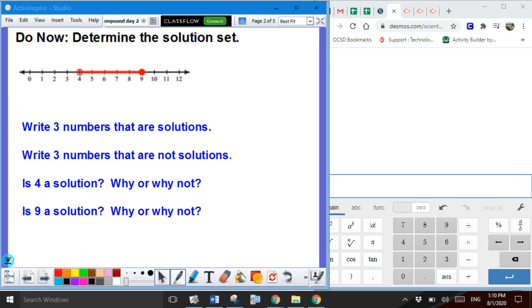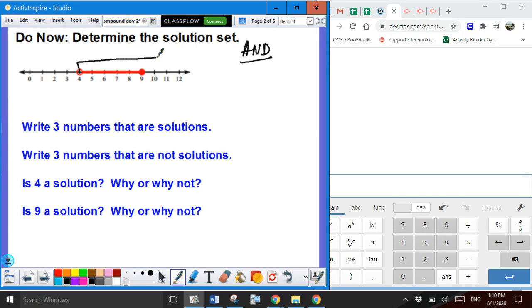Okay, let's see how you did. So 3 numbers that are solutions. I guess my first question is, what kind of inequality is this? Well, hopefully you thought about that this was an "and" inequality, so peanut butter and jelly, and that what I really have is a graph going this way and a graph going this way. So my solutions are the piece in between. Okay, that's where my solutions are.